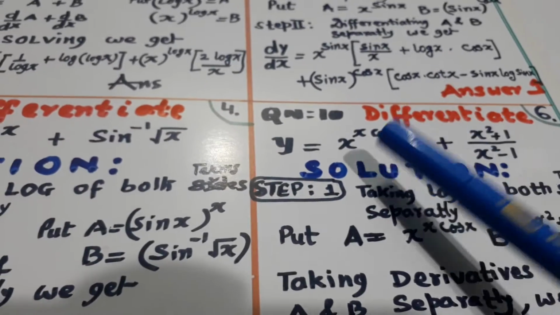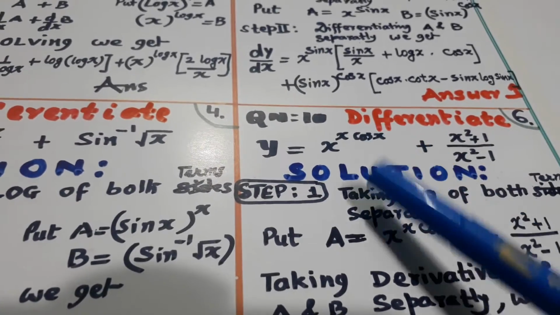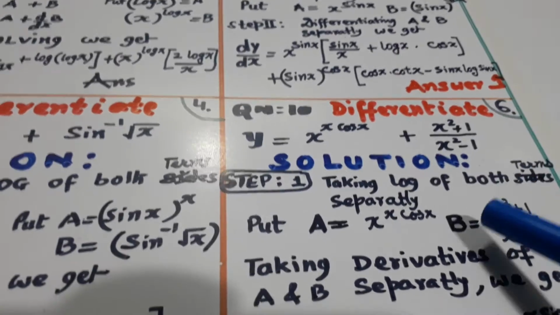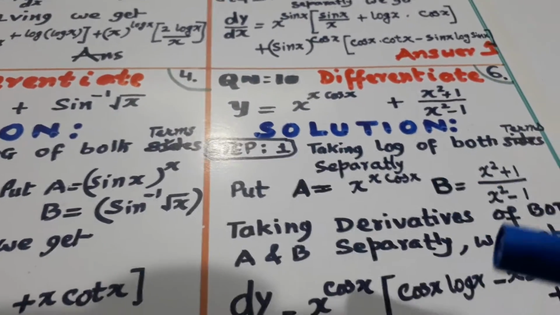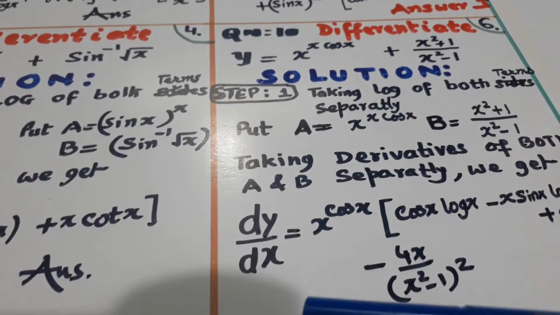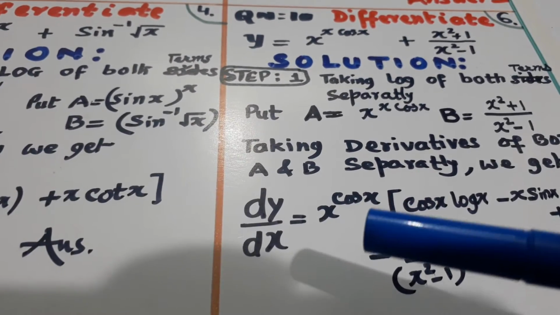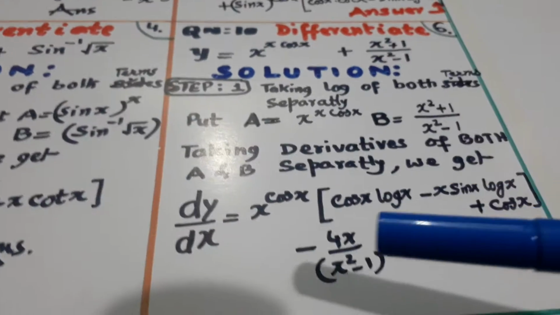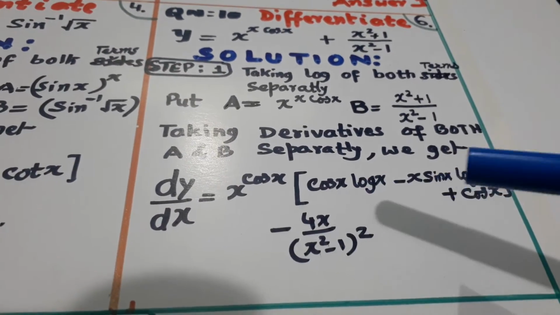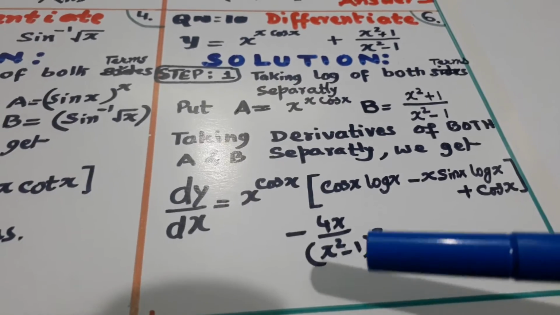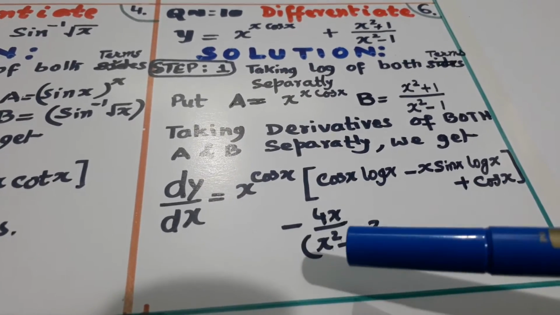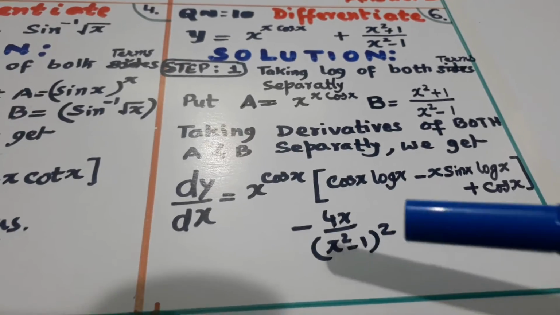Now look here. Again, it is having two parts. Treat it as A, treat this as B. Take all the process of taking log and differentiating, we will get dy by dx is equal to x raised to cos x within the bracket cos x over x minus sin x log x, plus cos x. And second part will be minus 4x over (x square minus 1) whole square.